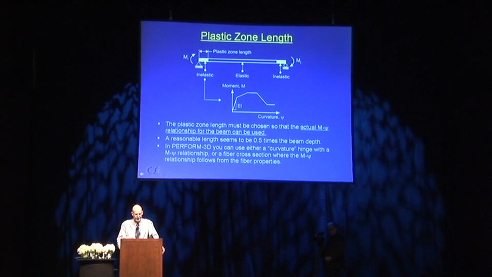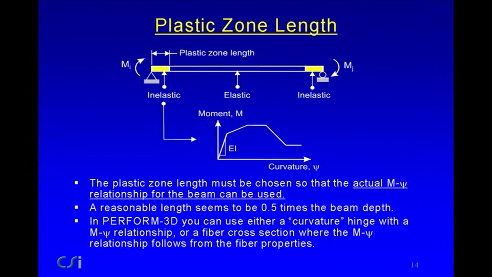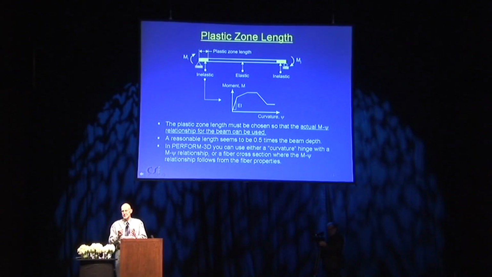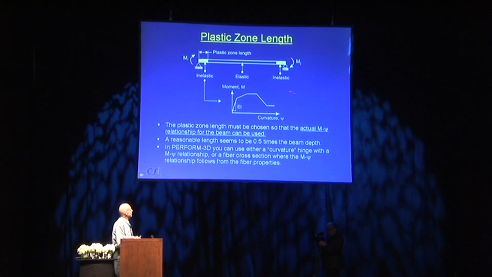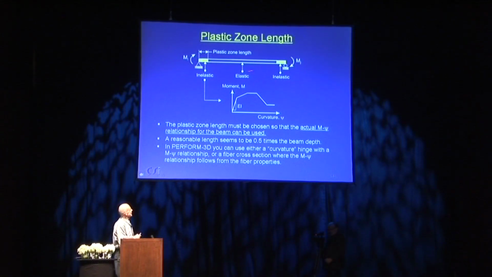The big issue is the plastic zone length, and there's a really important point here: you have a moment curvature relationship for the beam, or possibly you've used a fiber cross-section, which means that you're calculating a moment curvature relationship during the analysis. But there is a moment curvature relationship for the beam, and this is what you have to use in the plastic zone. So you can't arbitrarily pick a plastic zone length and then use the actual moment curvature relationship. I think you can see that if you use different plastic zone lengths and the same moment curvature relationship, you're going to get different behavior for the beam as a whole.